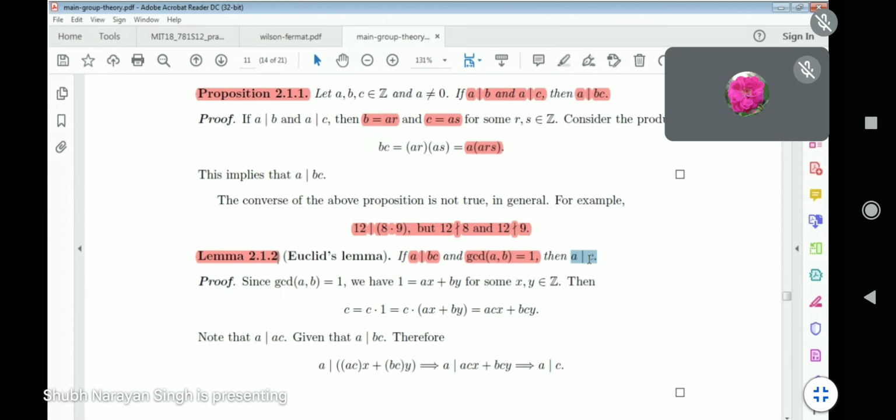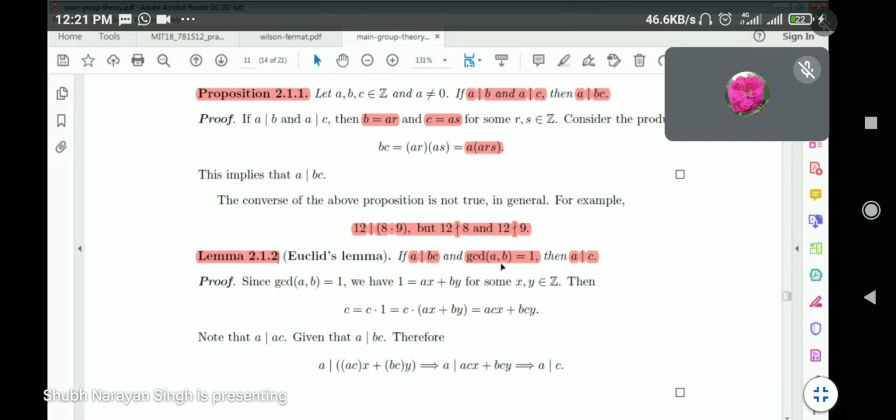So we have to reach this point anyhow, just using these two given information, A divides BC and GCD of A and B equal to 1. Using these two information, you have to conclude that A divides C. So we start writing the mathematical verification known as a proof. So see, what is the information? GCD of A and B equal to 1, another is A divides BC.